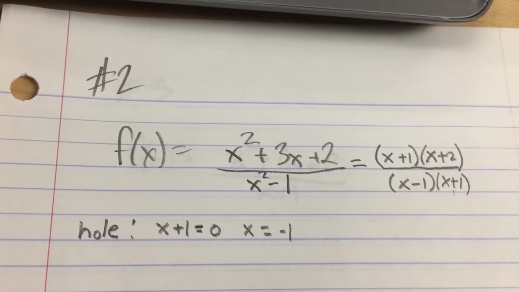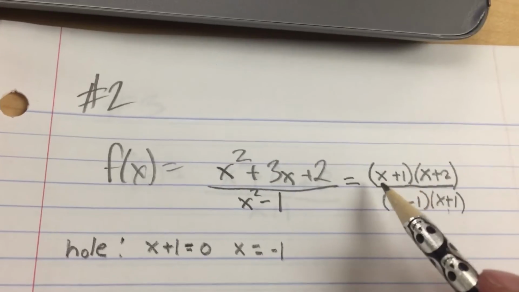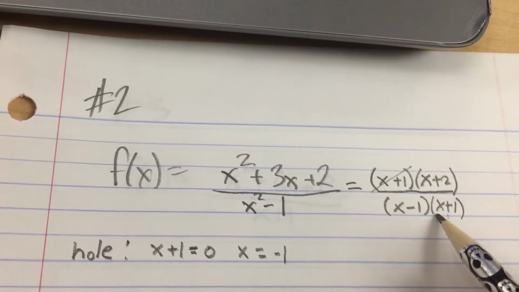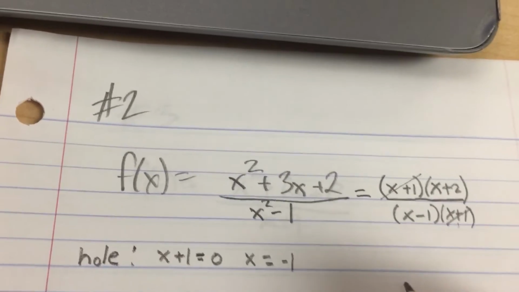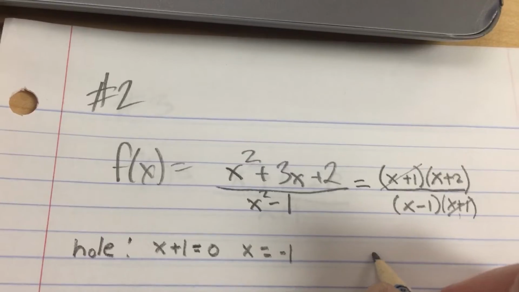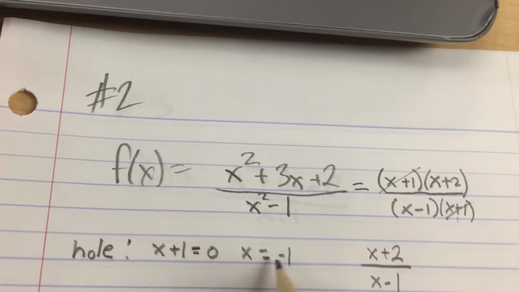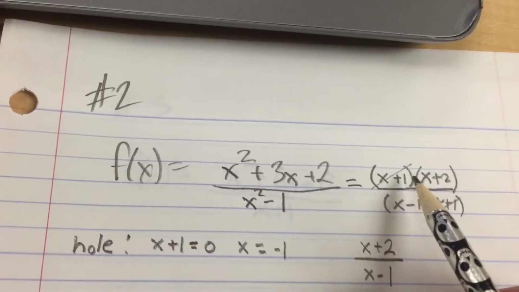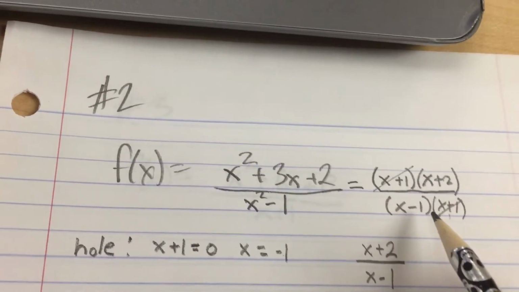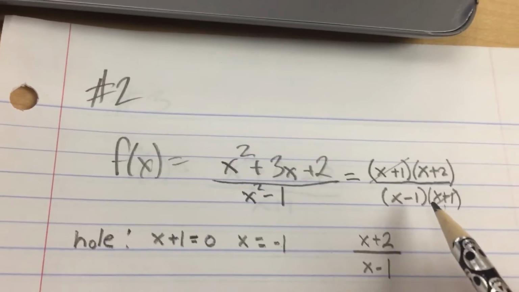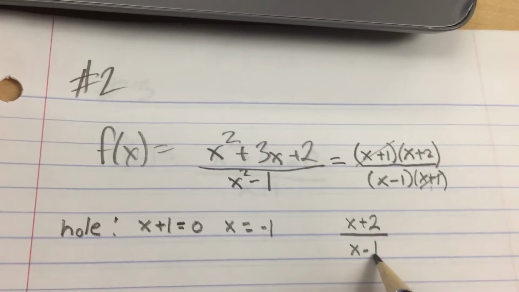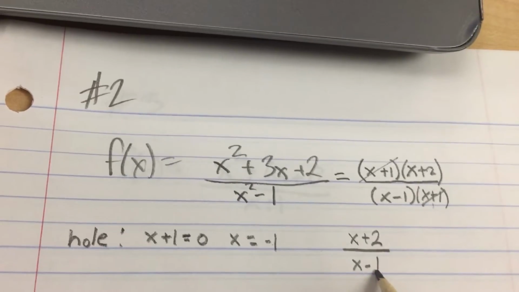I need to find the y coordinate of my hole. So what do I do? I'm going to simplify this problem. I'm going to take away the x plus 1s, and so I simplify it to x plus 2 all over x minus 1. Because if I plug a negative 1 back into the original equation, I'm going to get a 0 on the top and a 0 on the bottom, and that's going to be still undefined. But if I plug a negative 1 into this equation, it won't be undefined anymore.